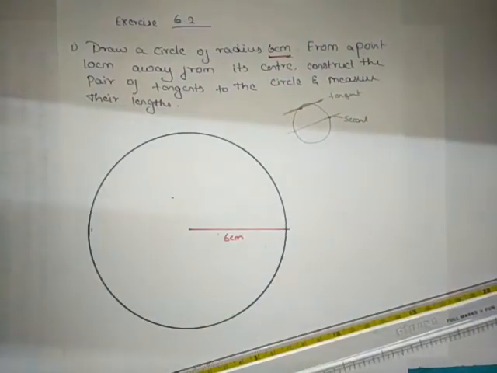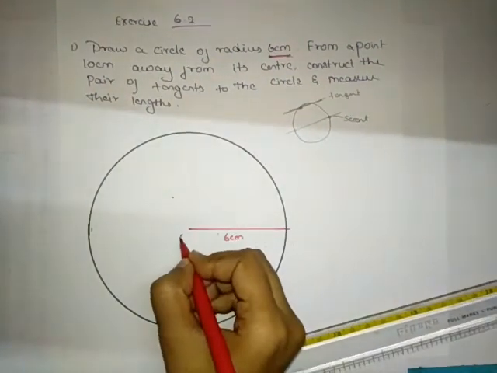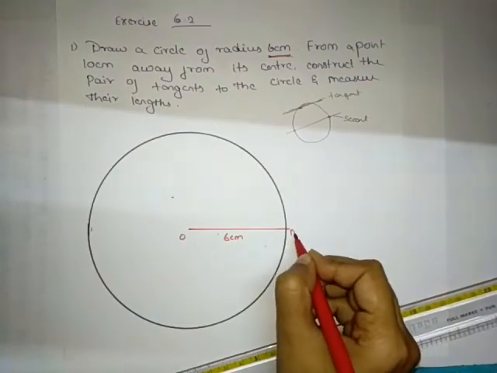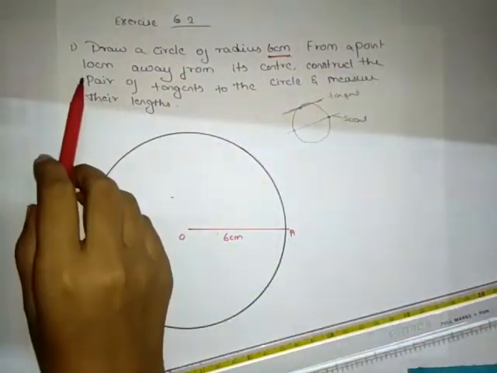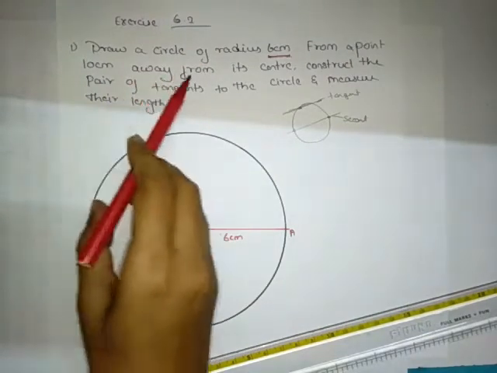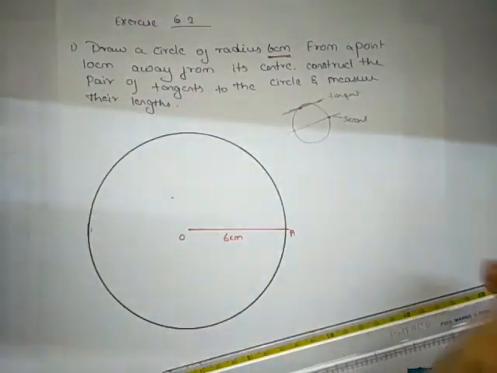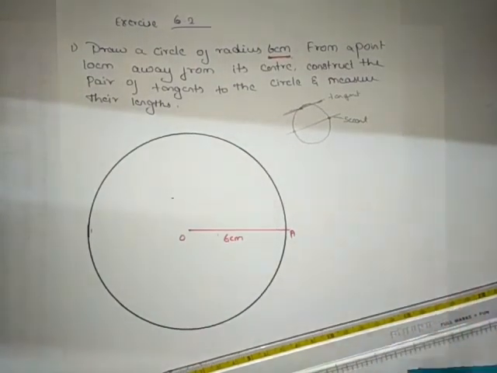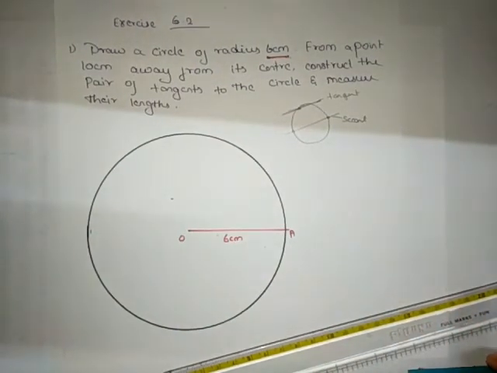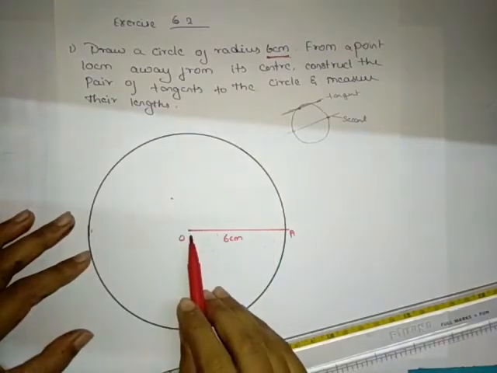Now this is the circle of radius 6 cm. We'll name this center O and this point A. Now, from a point 10 cm away from its center, we need to construct the tangent from that point. That point is 10 cm away from the center of the circle.